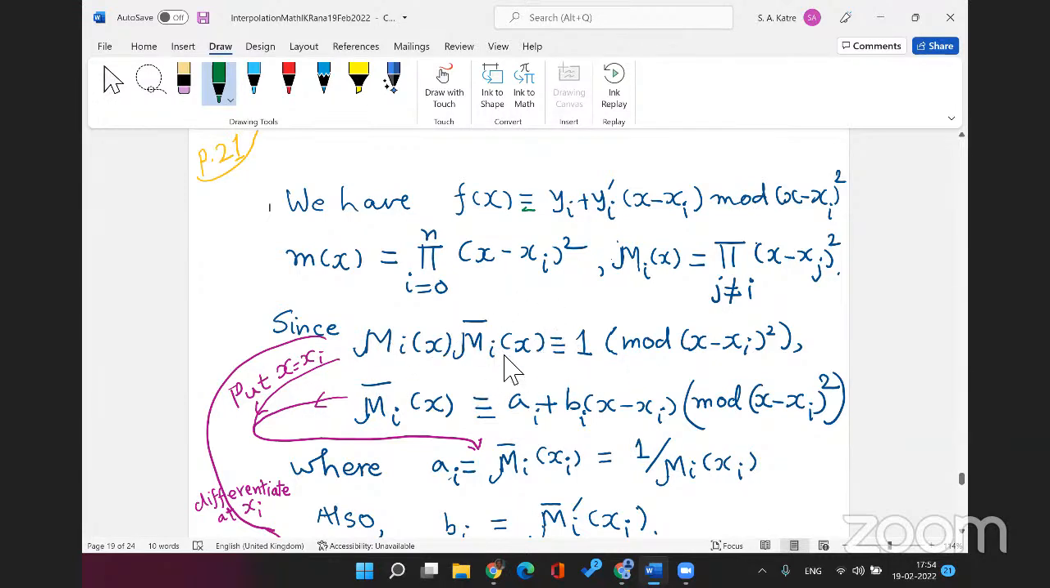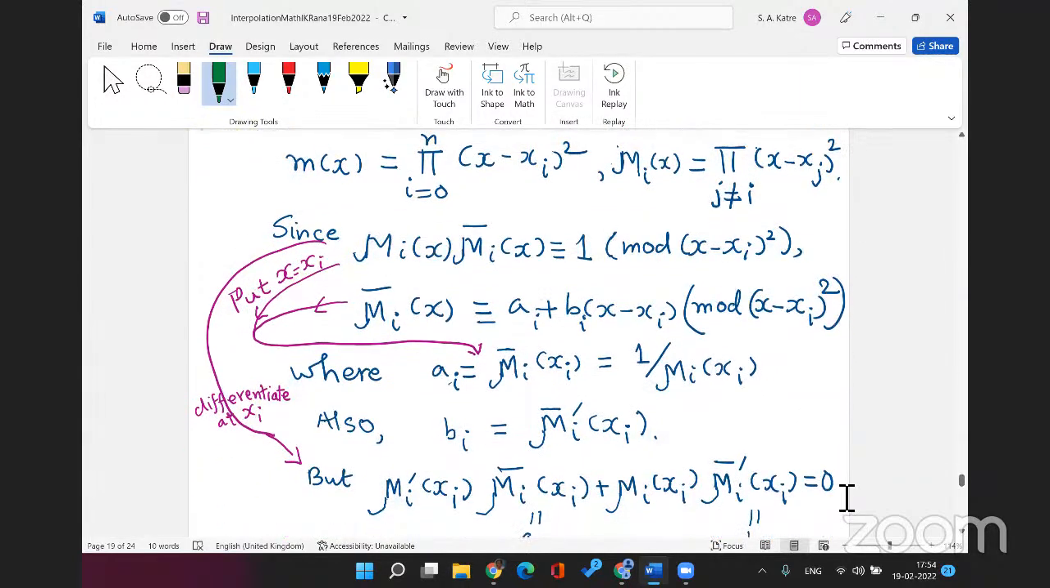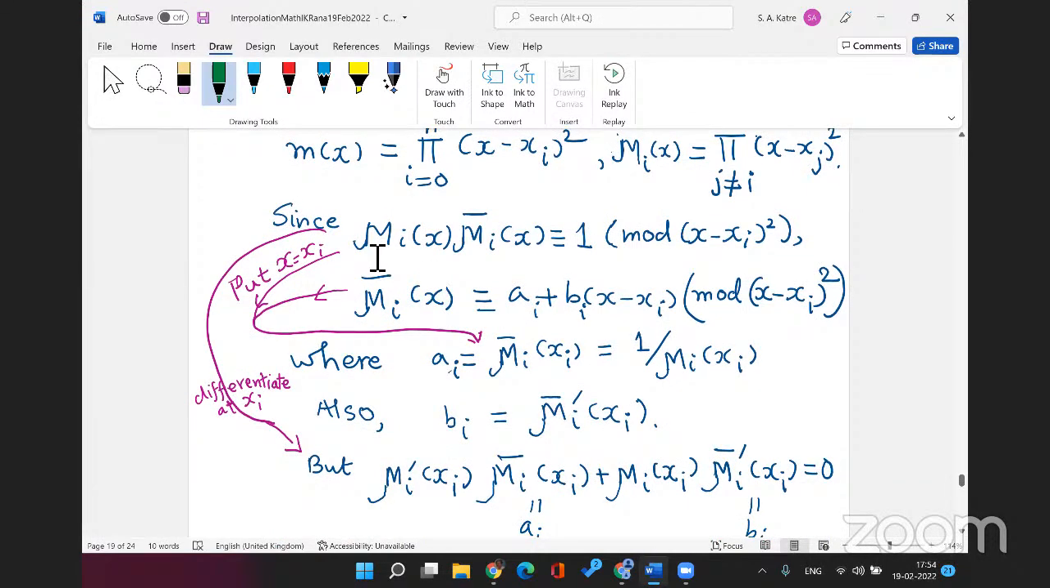And now the solution we know in terms of Mi bar, so we should find out Mi bar. Mi bar is the inverse of Mi, so Mi into Mi bar is 1 mod (x minus xi) squared. So you can take Mi bar equal to a constant plus a constant times (x minus xi), because you are going modulo a second degree polynomial, so the answer is up to first degree. So you have to find out ai and bi. But now in this Mi Mi bar equal to 1, you just put x equal to xi.